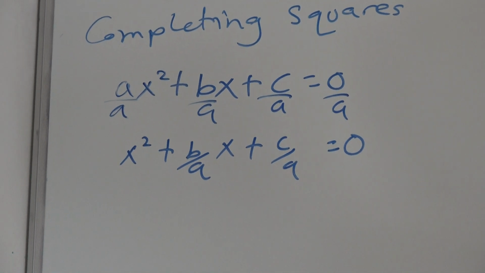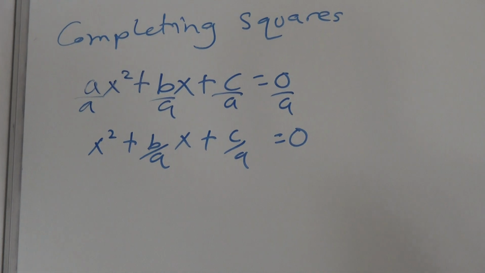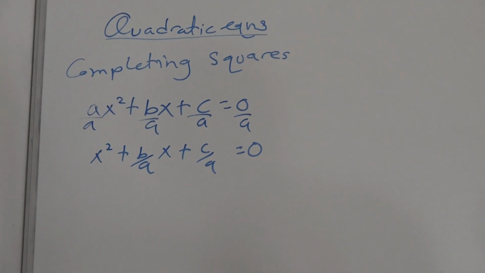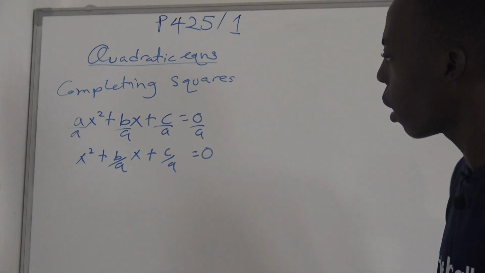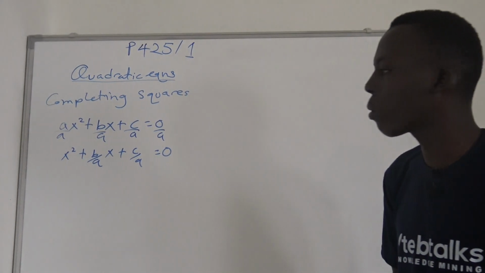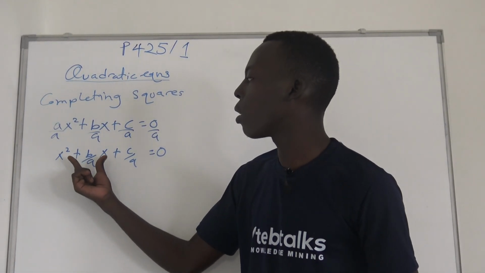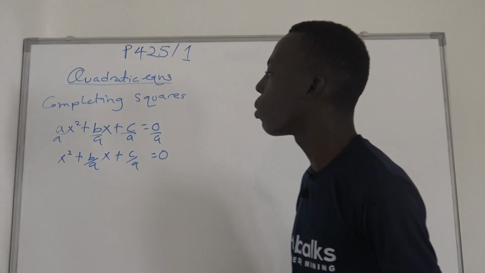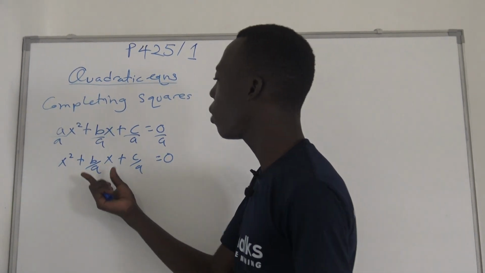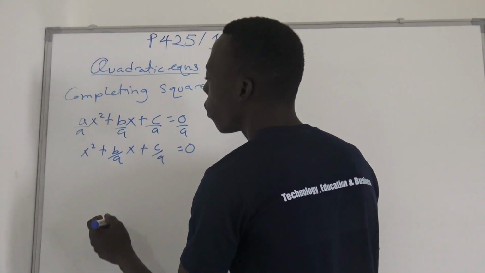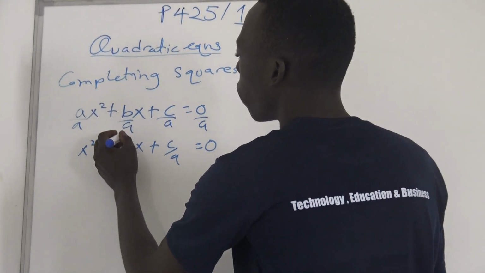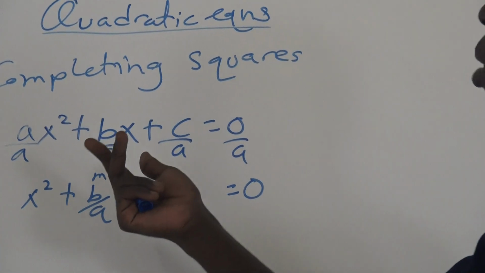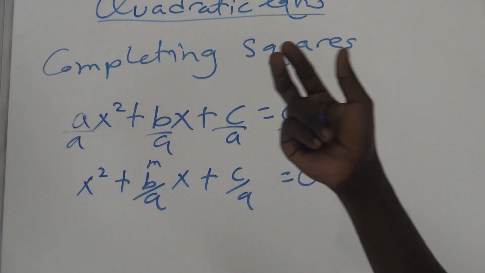From there, we said that the number in the middle is the sum of the roots, and the other one is the product. Now, when you are dealing with completing squares, that does not apply here. What we have to do is take the number in the middle, which is the b out of a, which we said is the sum, and divide it by 2. Assuming I call it m, I get that value of m, then I divide it by 2.